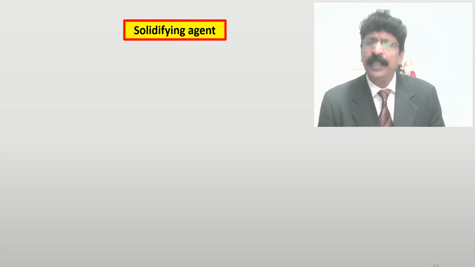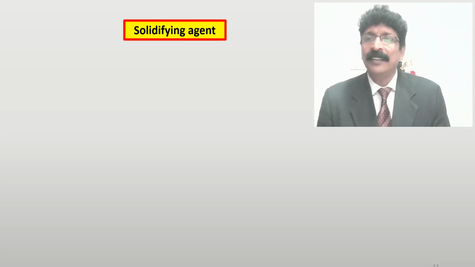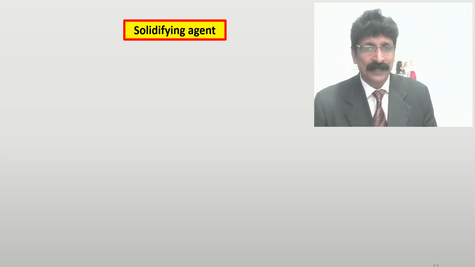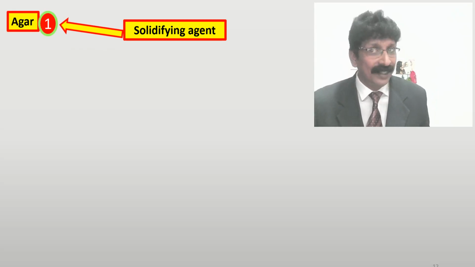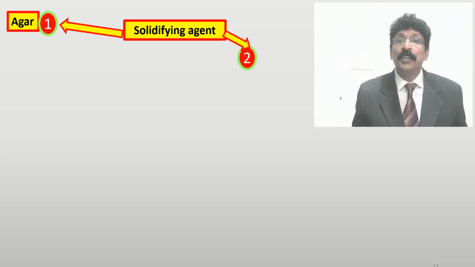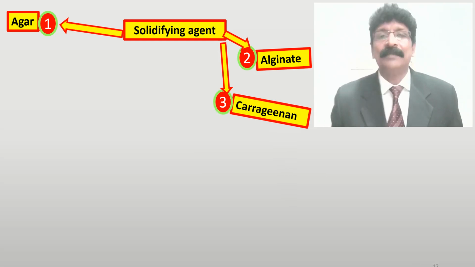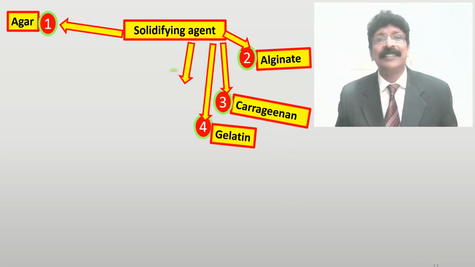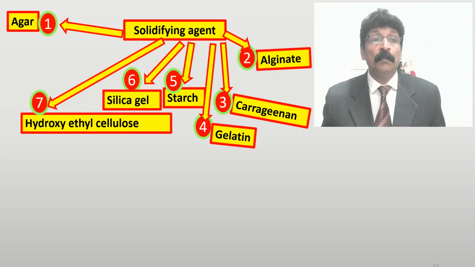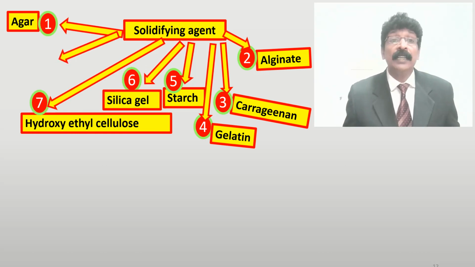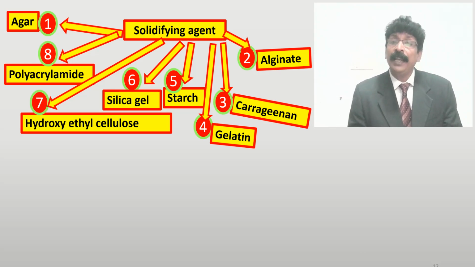The solidification agent is also a very important thing in the preparation of the medium. What is this solidification agent? Students have already come across these chemical names. Number one, agar is a solidifying agent. Number two, alginate. Number three, carrageenan. Number four, gelatin. Number five, starch. Number six, silica gel. Number seven, hydroxyethyl cellulose. Number eight, polyacrylamide.